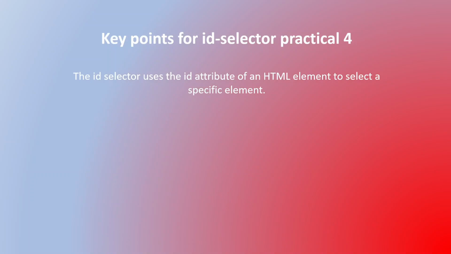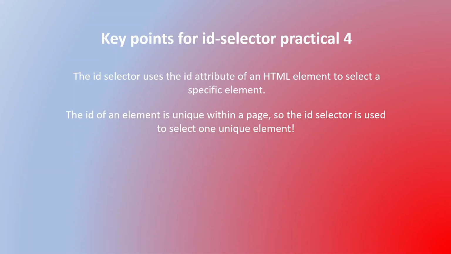Let us look at the key points for ID selector that we have done in practical 4. So the first one is that the ID selector uses the ID attribute of an HTML element to select a specific element. Further, the ID of an element is unique with all the pages that are there. So the ID selector is used to select one unique element.